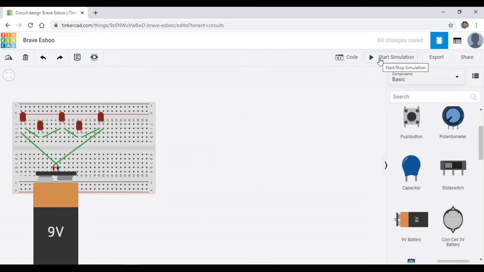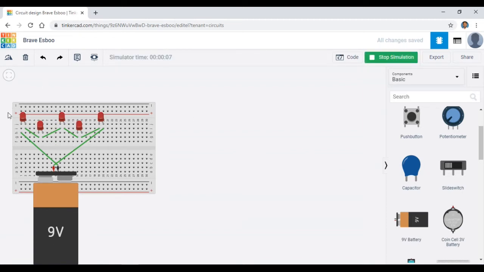So I am going to start the simulation. The simulation timer already started and the LEDs are glowing, right? To observe that, I am going to stop the simulation again. Now the LEDs are in off state. When I press this start simulation button, then the LEDs will glow. Just observe the LEDs, right?